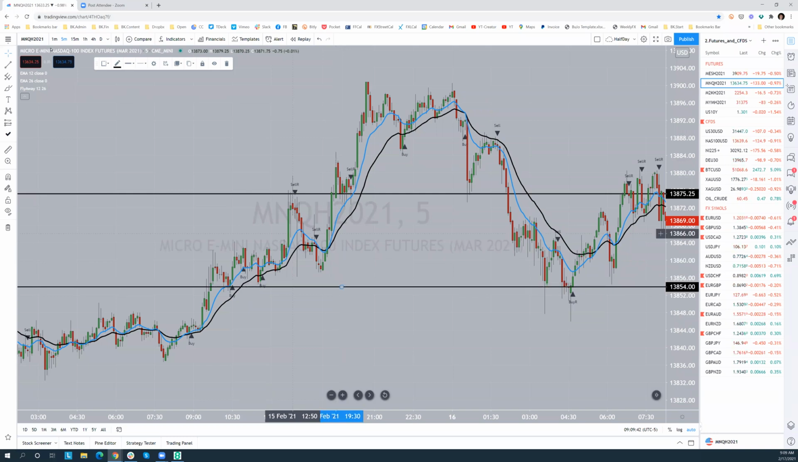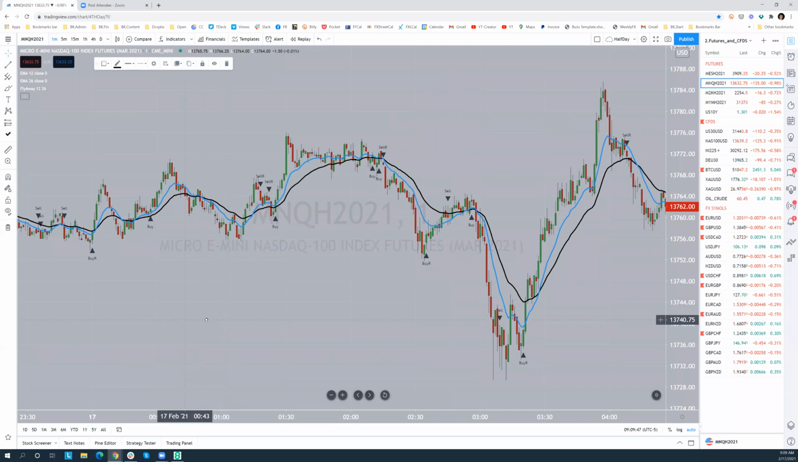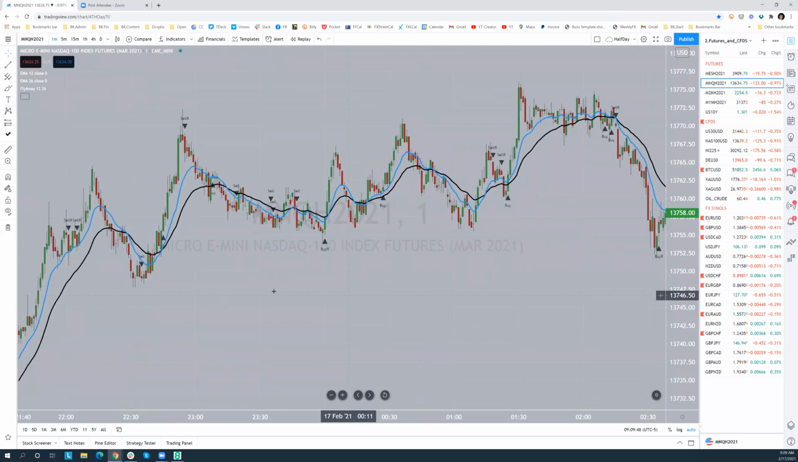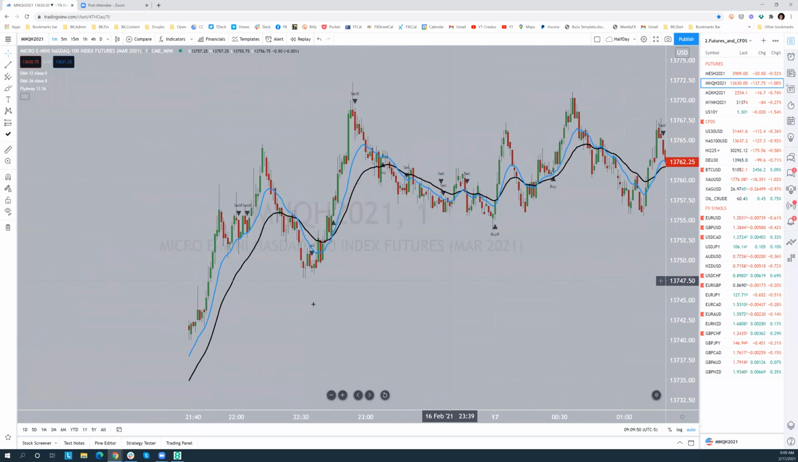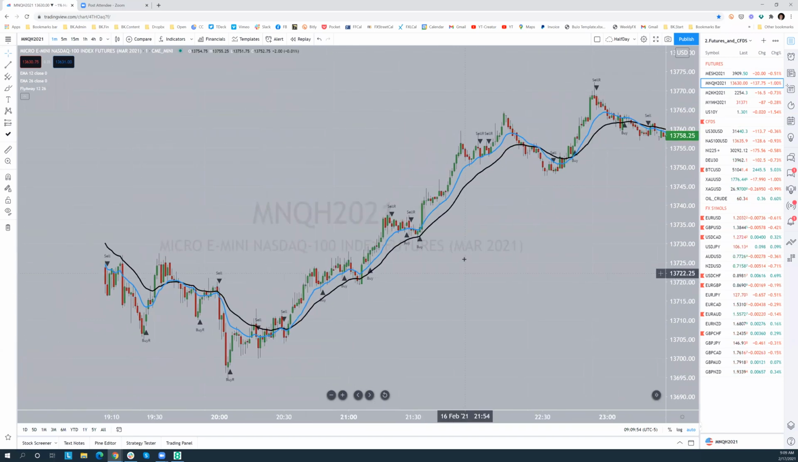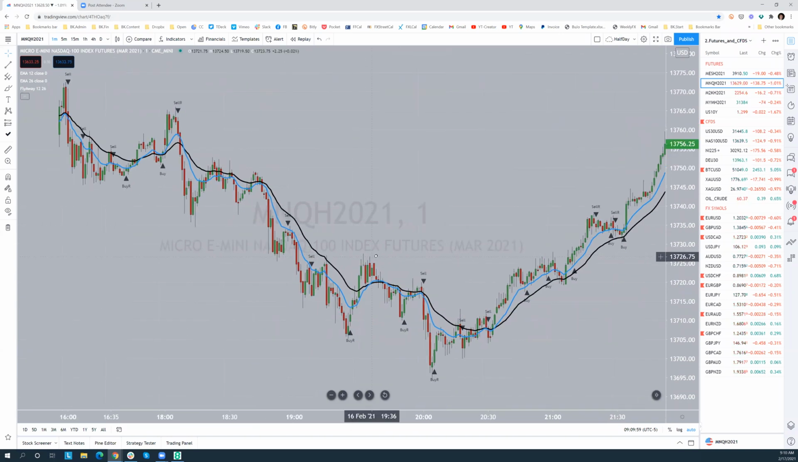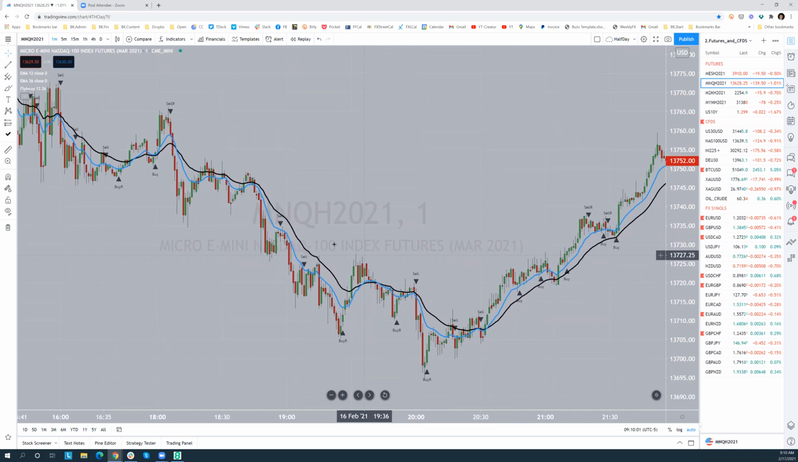Oh, this is a 5. I'm on a 5 minute chart. I'm wondering how come. No, I want to get granular here. Sorry, granular. Okay, this is a 1 minute chart, and we're going to use futures, but it doesn't matter.